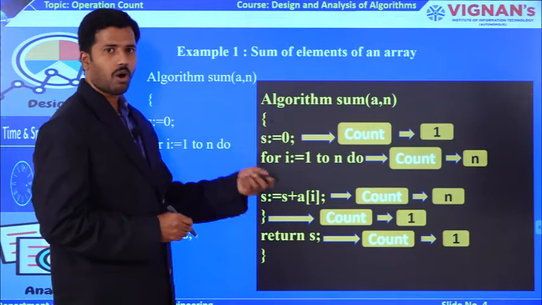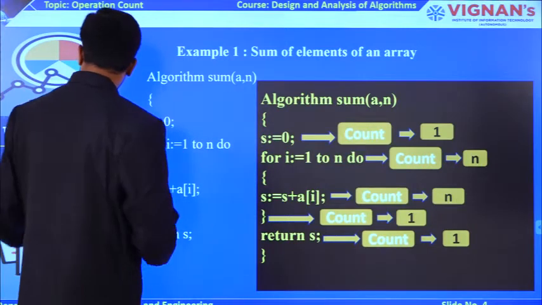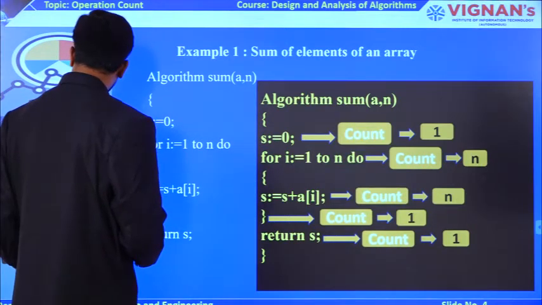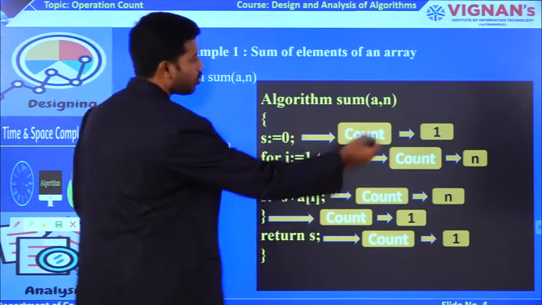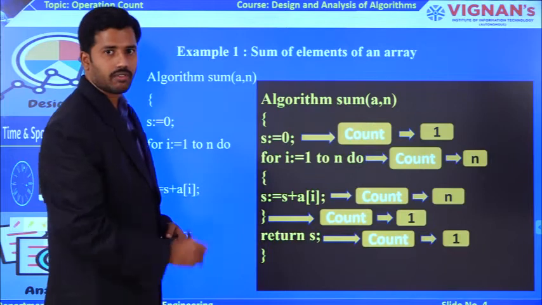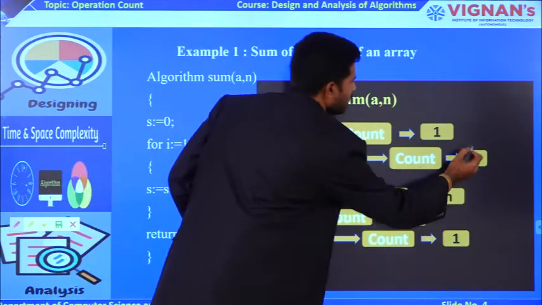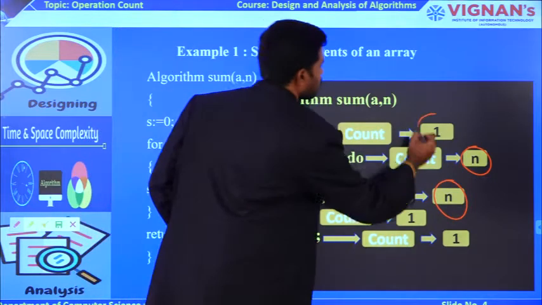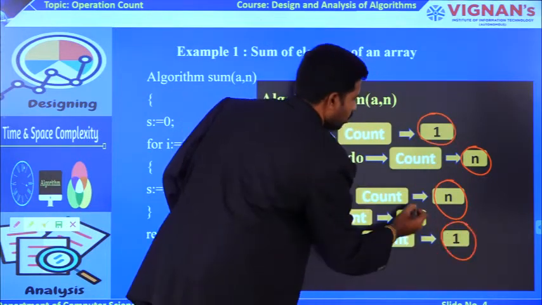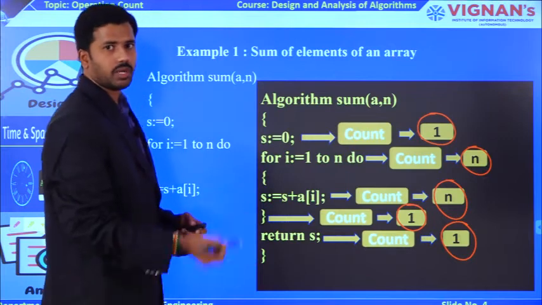Now we try to sum all these count variables. How many count variables are there? Total 5 count variables are there, right? Now we try to sum all the values which are available in these 5 count variables. So here n is available, here n is available, n plus n is 2n. How many ones are there? Total 3 ones are there. So 1 plus 1 plus 1 is going to be 3.